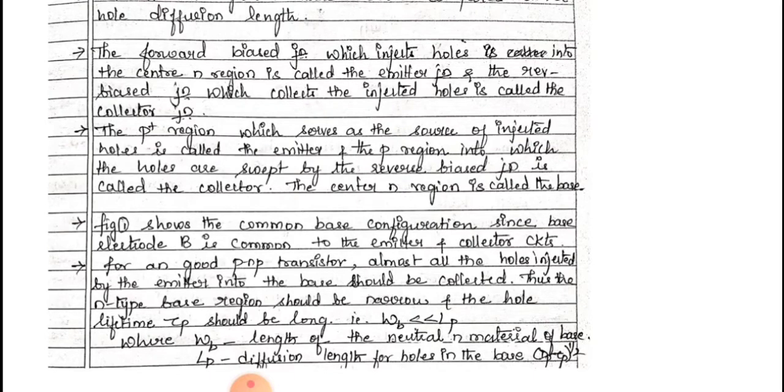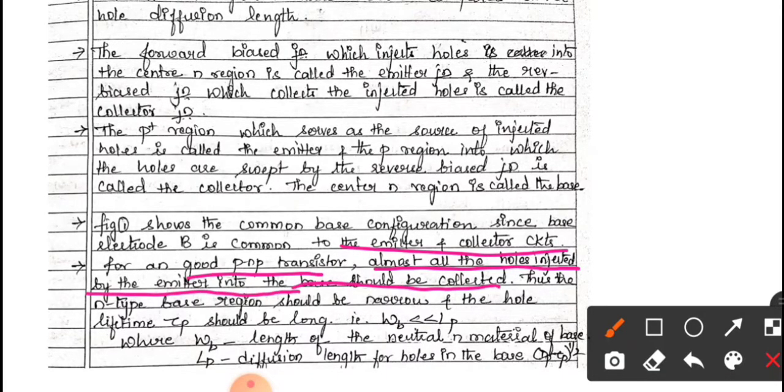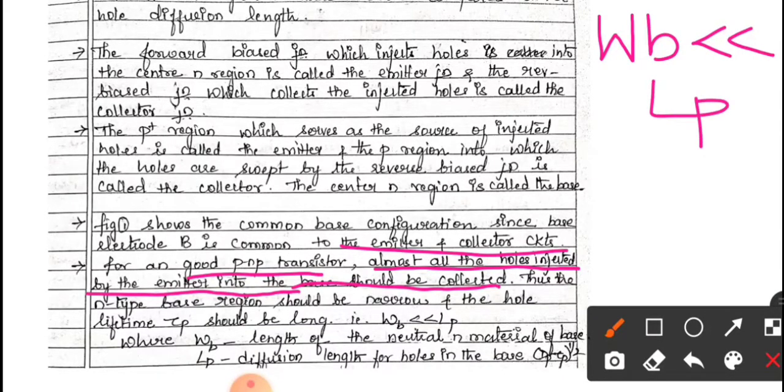Figure 1 shows the common base configuration since the base electrode B is common to the emitter and collector circuit. For a good PNP transistor, almost all of the holes injected by the emitter into the base should be collected. Thus the N-type base region should be narrow and the hole lifetime τp should be long. The width of the base region should be very much less than the hole diffusion length LP, and τp, the mean lifetime of a hole, that is the time taken by a hole before recombination, should be very high.